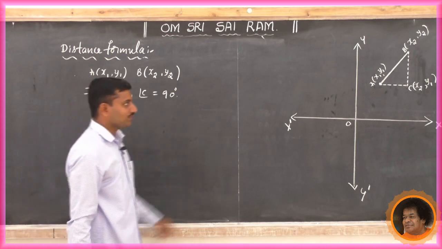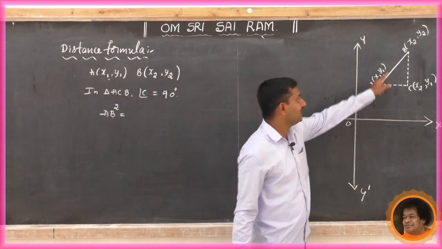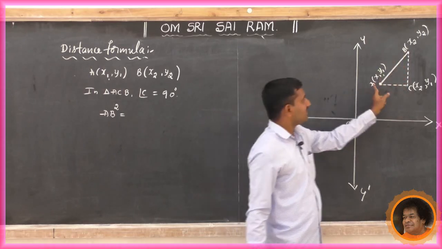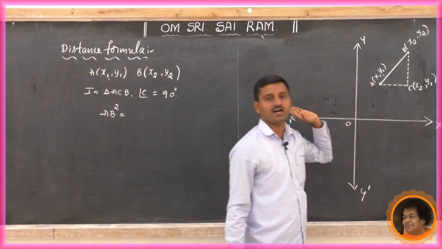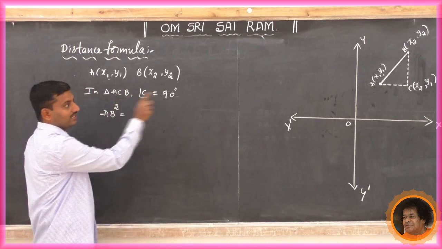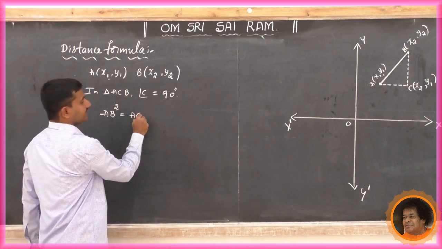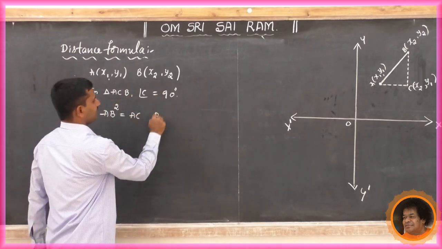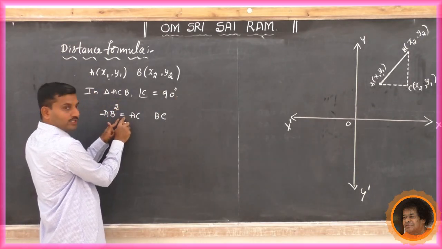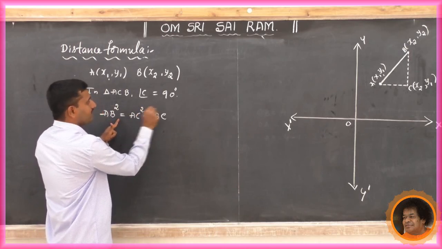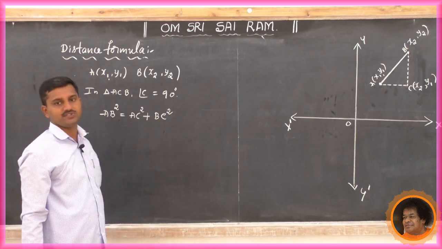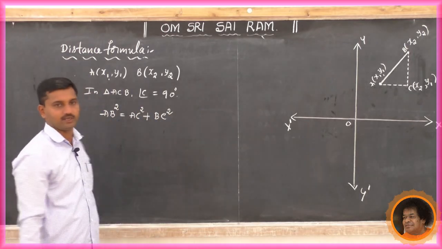Pythagoras theorem: you already studied the statement. In a right angle triangle, the square of the hypotenuse is equal to the sum of the squares of the other two sides. The hypotenuse is AB, so AB square equals AC square plus BC square. What is the reason? Pythagoras theorem.